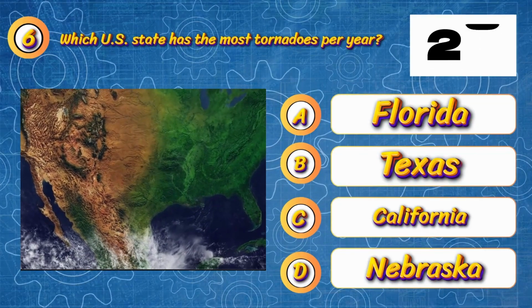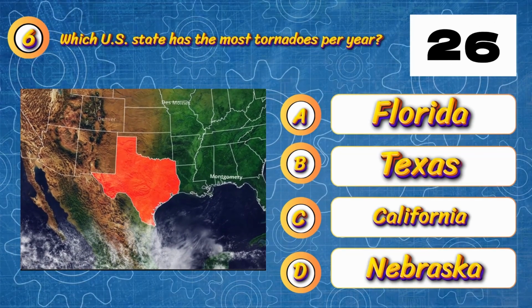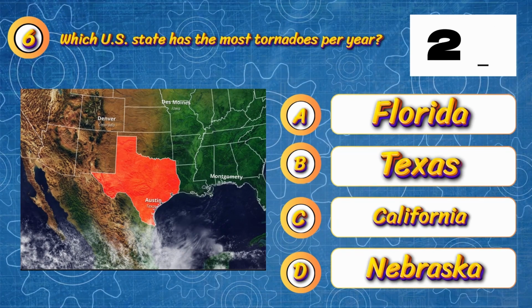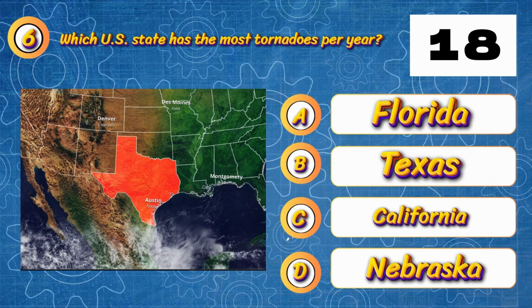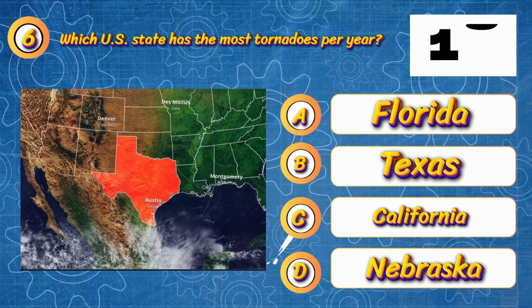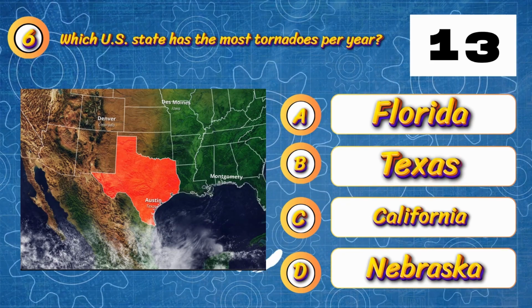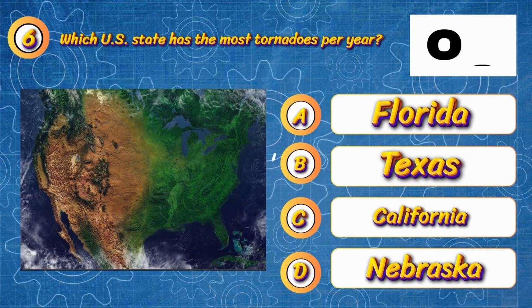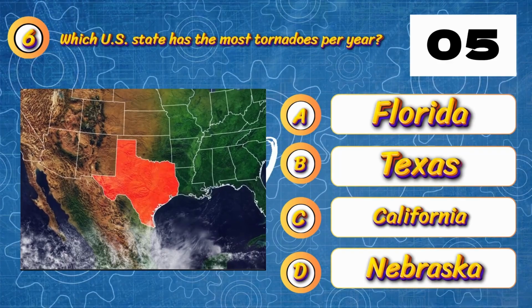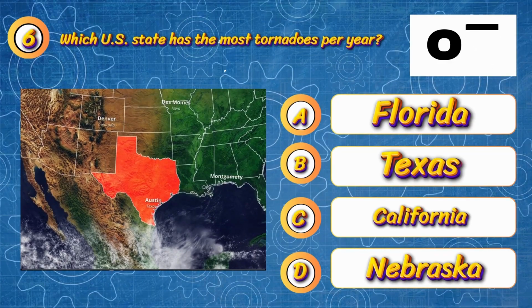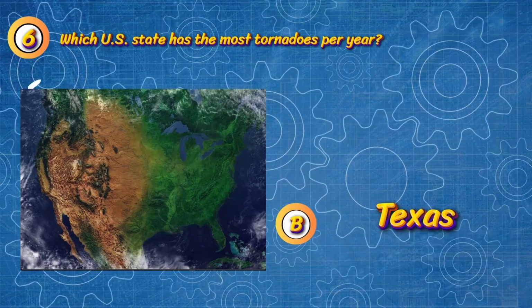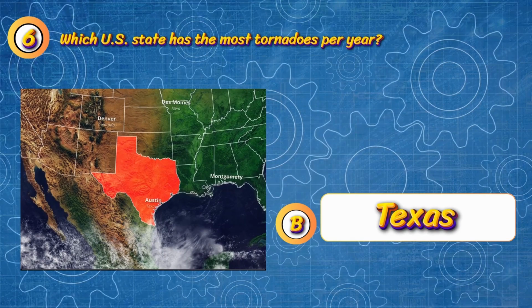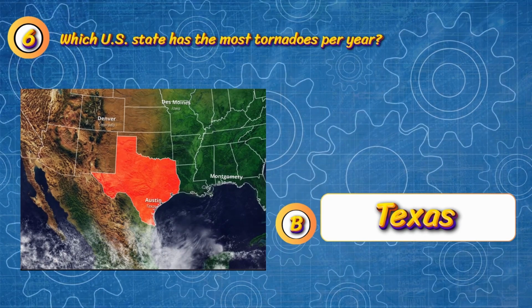Question 6. Which U.S. state has the most tornadoes per year? A. Florida. B. Texas. C. California. D. Nebraska. B. Texas sees the most tornadoes per year, with an average of 132 per year.